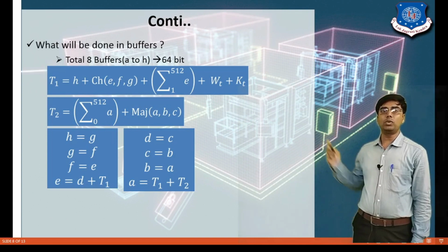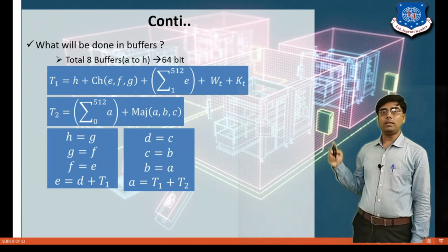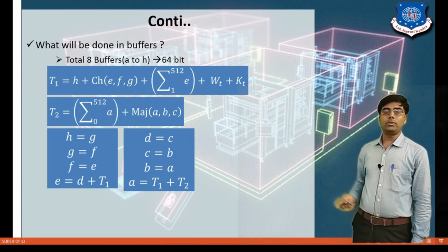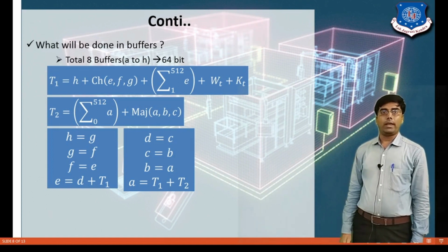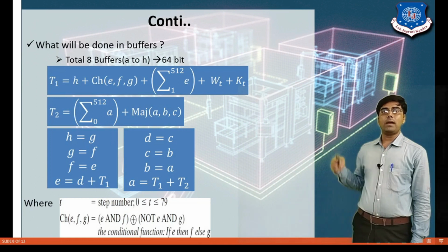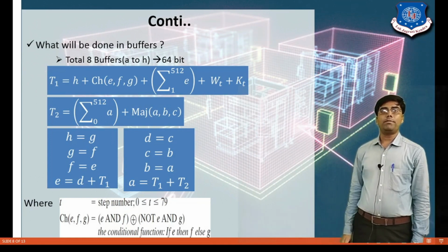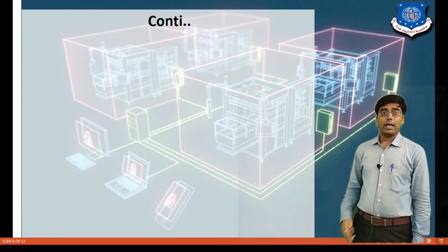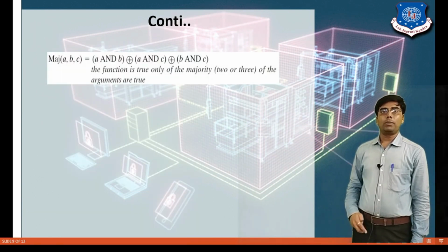And the last, A equal to T1 plus T2. It means we have to add two terms, so T1 is added with T2 and assigned to A. And here I already told you about CH and MAJ. CH and MAJ, these are the logical functions. So next we will elaborate the majority function.